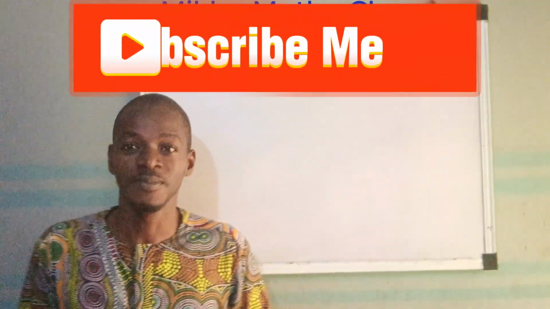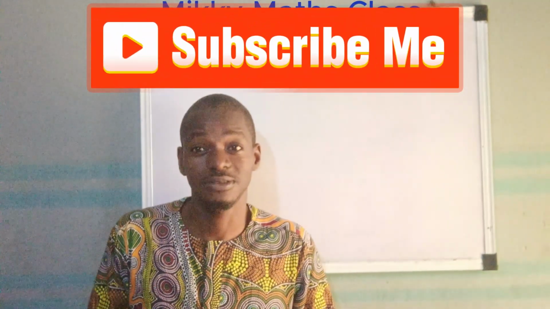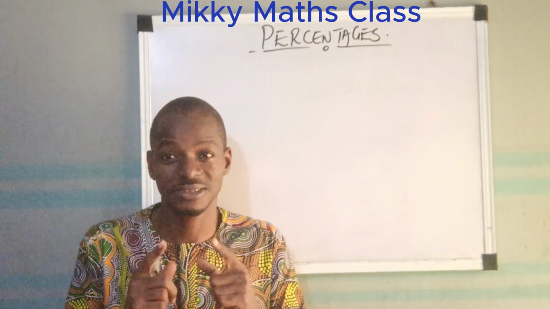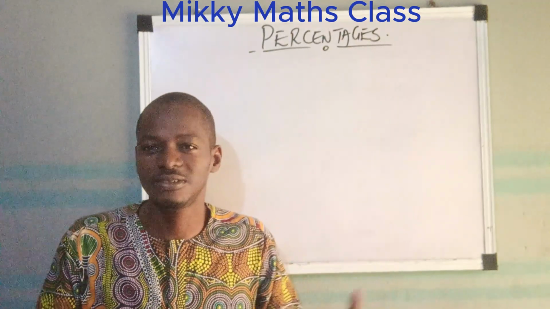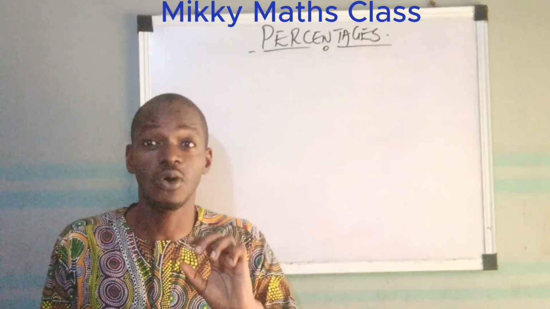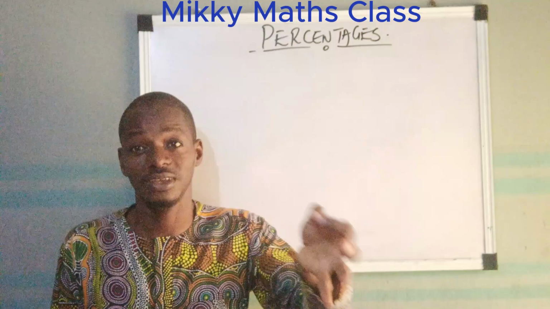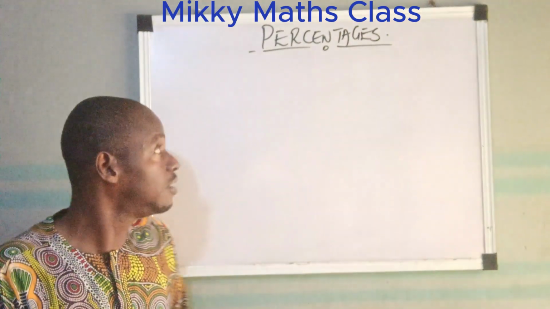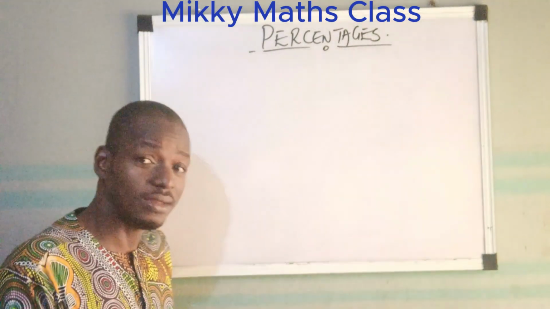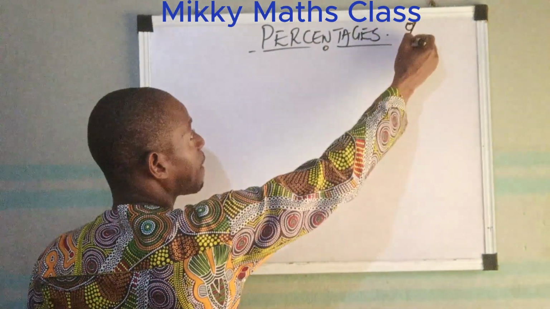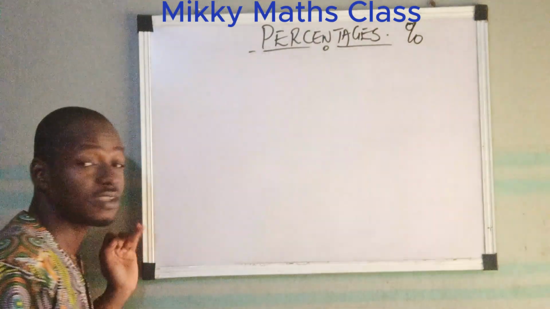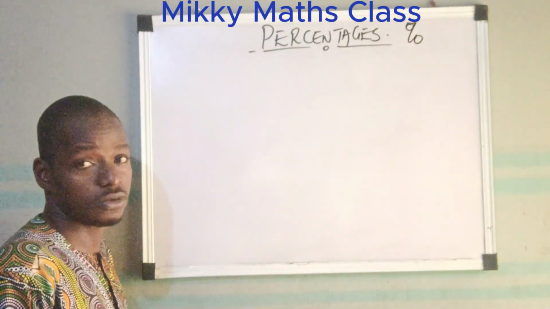Alright, today we'll be looking at what we call percentages. Percentage simply means out of 100, or out of 100 units. Symbolically, it can be represented by this symbol. So wherever you see percentage, that means out of 100.